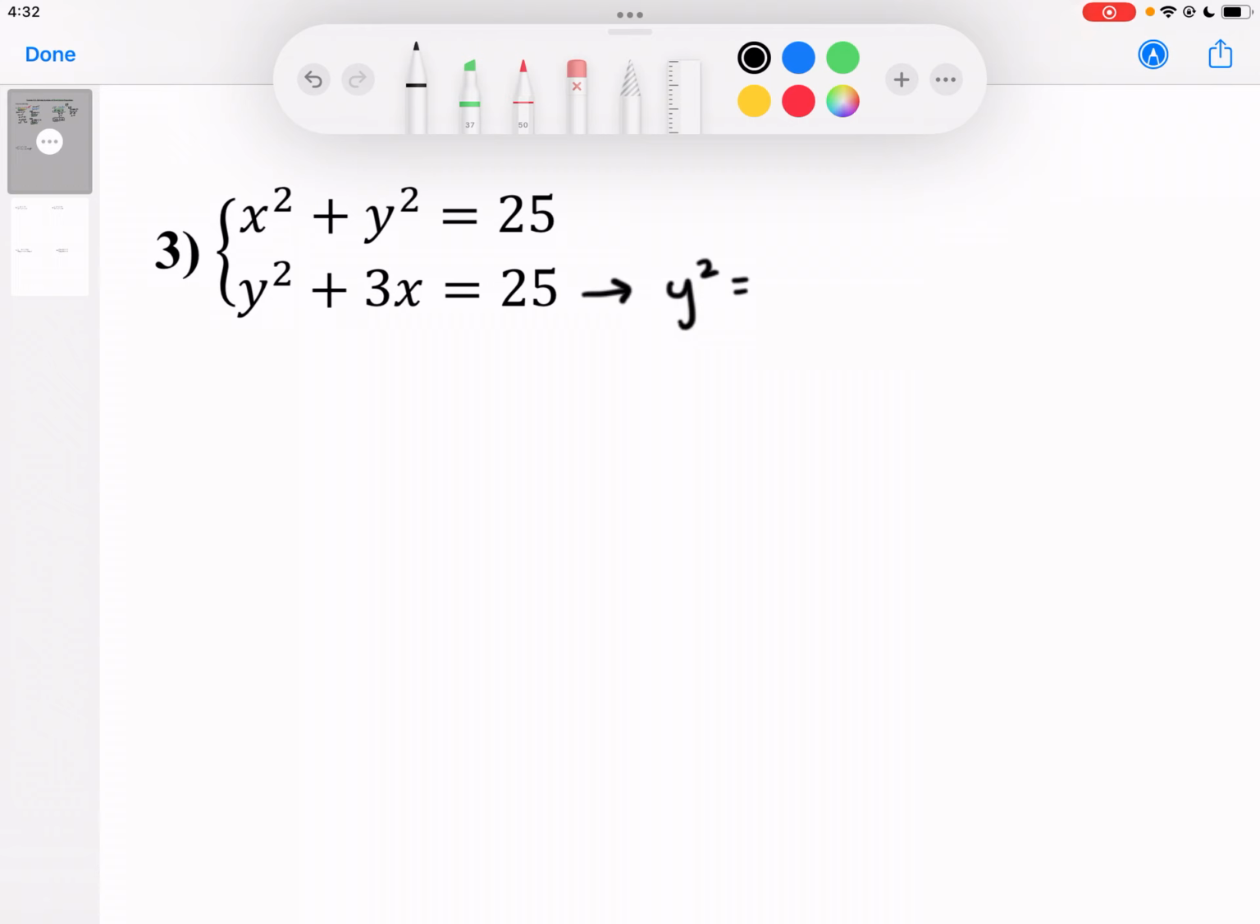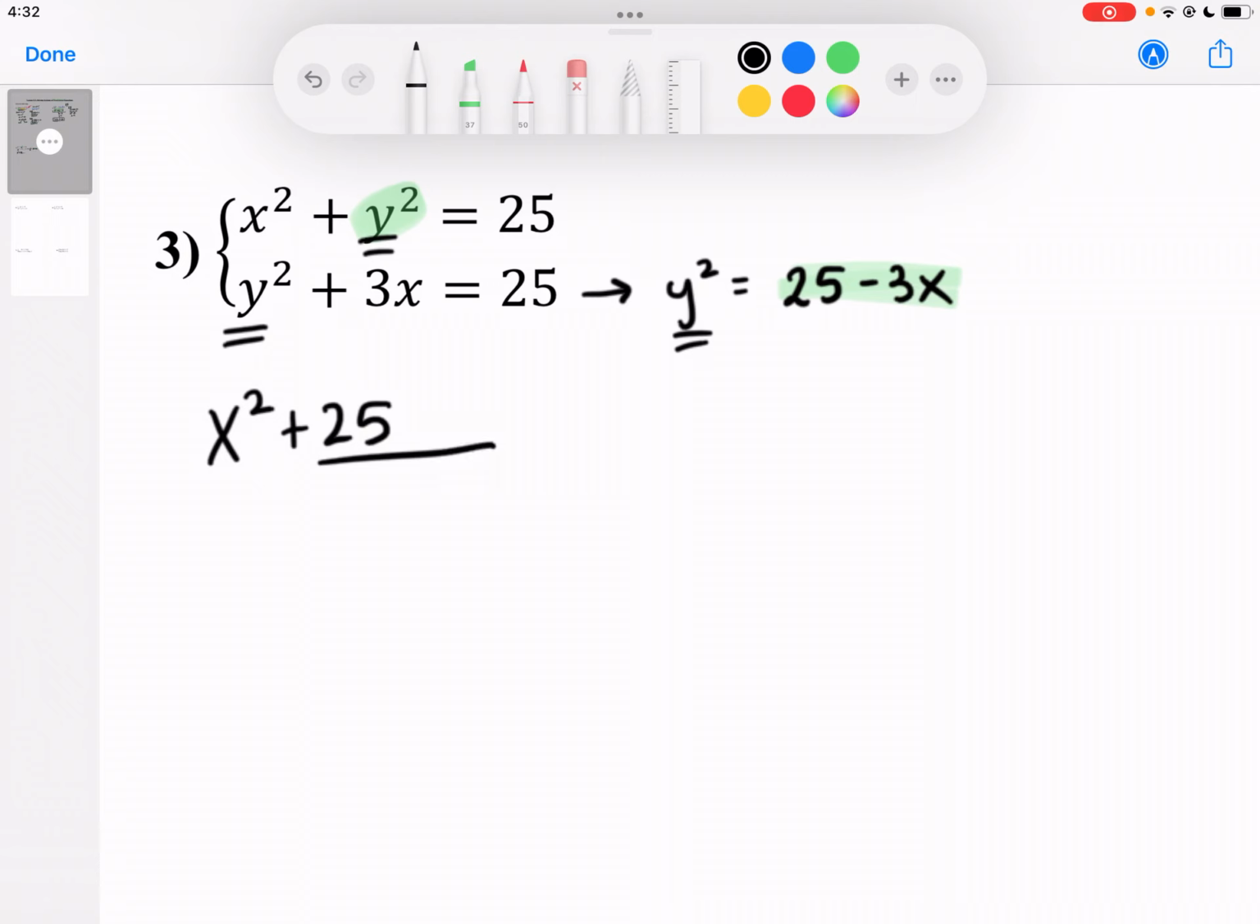So I'm going to rewrite this, and I'm solving for just y squared because there is a y squared in the other equation. So y squared is equal to 25 minus 3x. So I just subtract that 3x over. That means I can substitute 25 minus 3x in for the y squared. And there's no need to square it because both of these are equal to y squareds. So we got x squared plus 25 minus 3x equals 25.